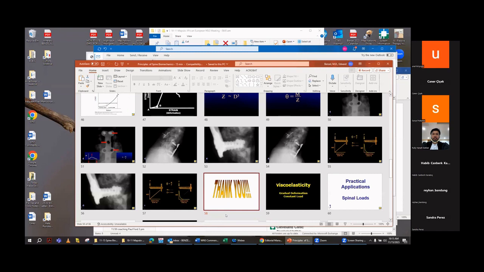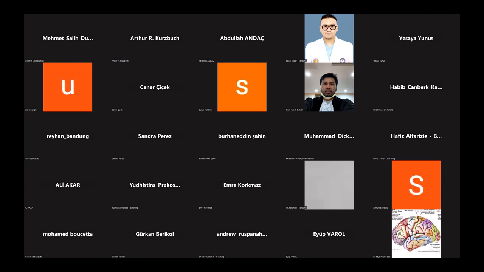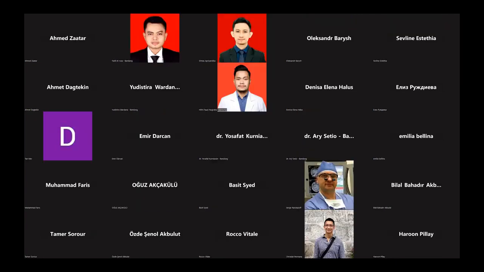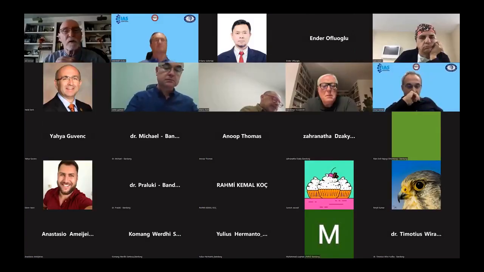The reason is the orientation of the facet joints and the presence or absence of the uncovertebral joint in the cervical spine. If you take a spine model, you can do the same thing. You can bend it and actually see the rotation that occurs because of the orientation of the facet joints.